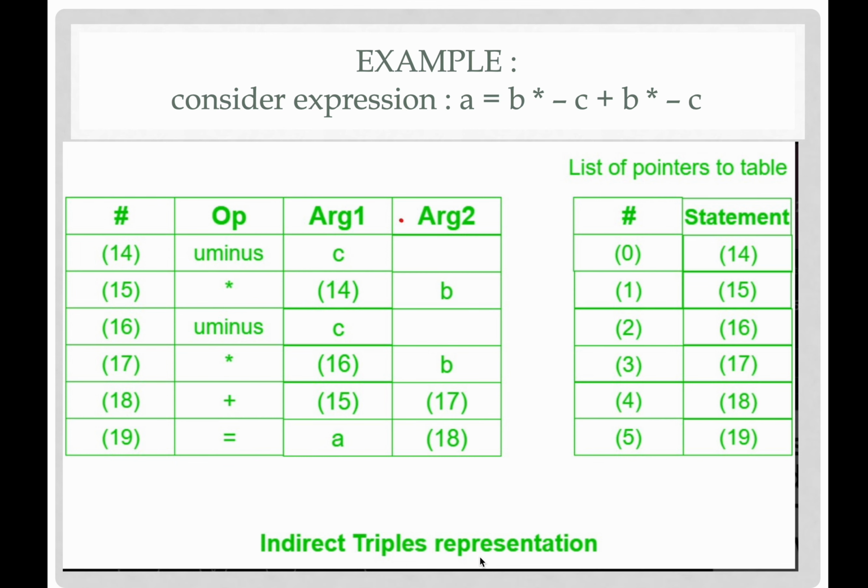So these are the three different representations of three address codes: quadruple representation, triple representation, and indirect triple representation are the three different types.